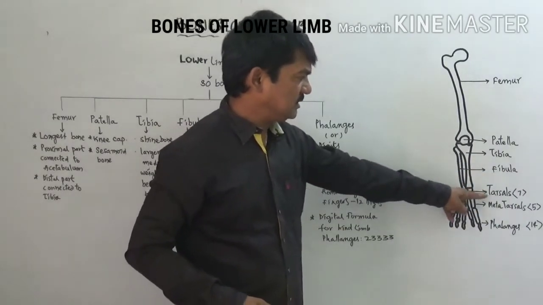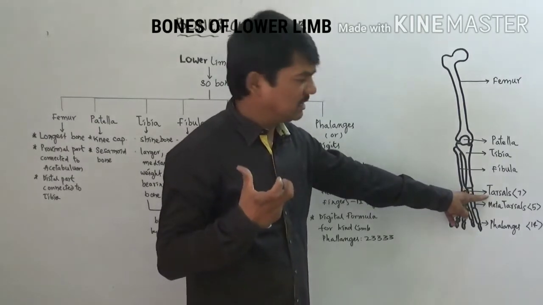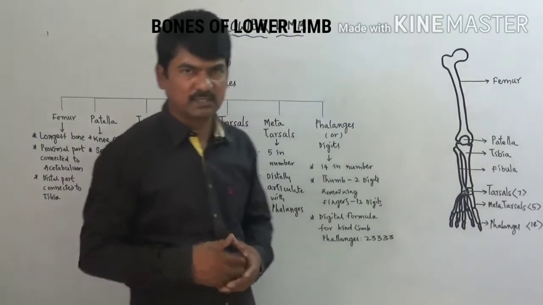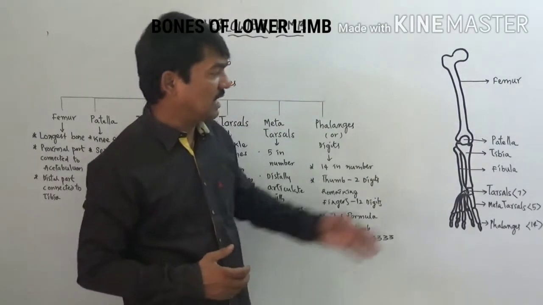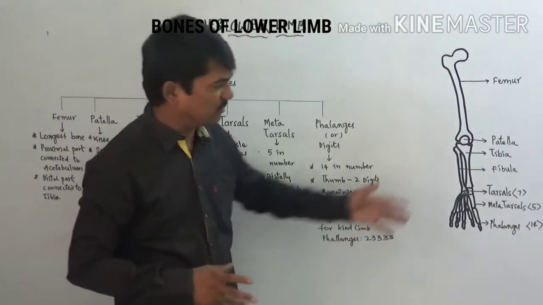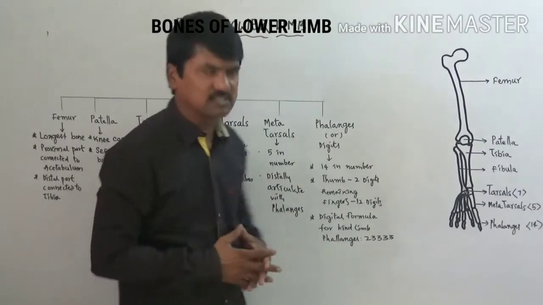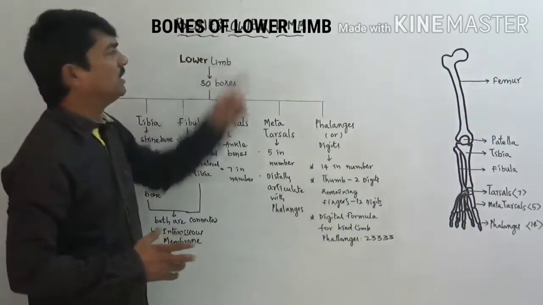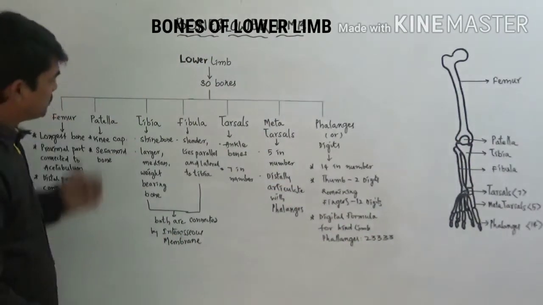Just behind that, the 7 pieces of bones are called tarsals, and just behind that a total of 5 bones are present, called metatarsals, and just behind that the phalanges, which are also known as digits. They number 14. So these are the structures we can identify, that is the structure of the total bones of the lower limb. And let us see each one.